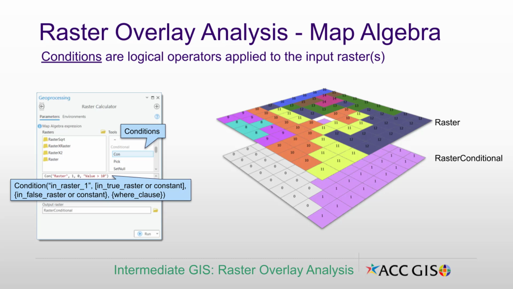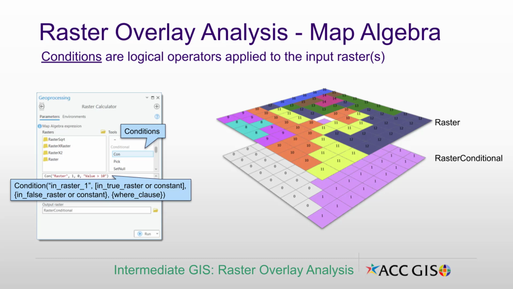And if it evaluates to true, then you assign the true raster value or constant. And if it evaluates to false, you assign the false raster or constant. And in this example right here, we've got CON for our condition. Raster is our input raster. Our where clause is value is greater than 10, which means that all cells where the value is greater than 10, we're going to assign the constant 1. And all cells where the value is not greater than 10, where it's false, we're going to assign the constant 0.